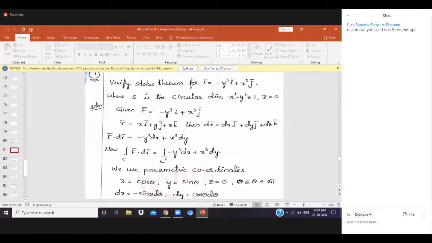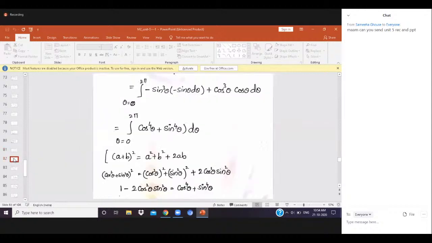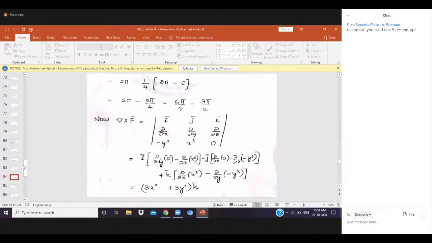as the circular disk is given, it is changed into polar form, which is easy. Otherwise, if we consider the equation x square plus y square equals to 1 and change into one other variable and take the limits of that variable, it becomes difficult. So we change into polar form, that is x equals to r cos theta, r value is 1, so it becomes cos theta, y equals to sin theta, z becomes 0, theta varies from 0 to 2 pi because of the circle, and dx becomes minus sin theta d theta, dy becomes cos theta d theta. Then substituting the values and integrating, we get the value on the one side as 3 pi by 2.